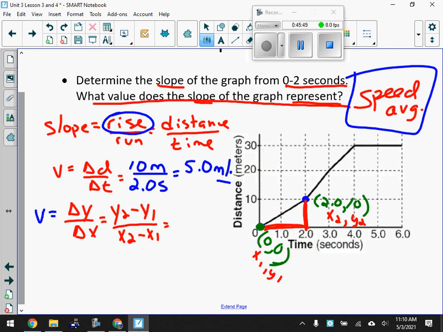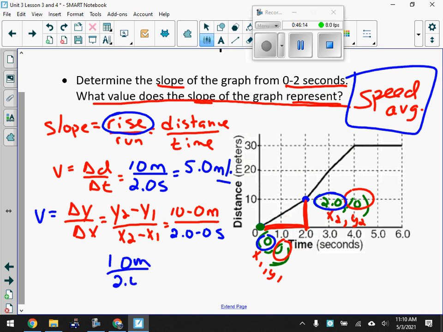Okay? So this is 10 minus 0, include units. 10 minus 0, here's y2, here's y1. 10 minus 0, 2 minus 0. And that's in seconds. Okay? So I get 10 meters over 2.0 seconds, and that is 5 meters per second. Final answer. Okay, just like it was up here.